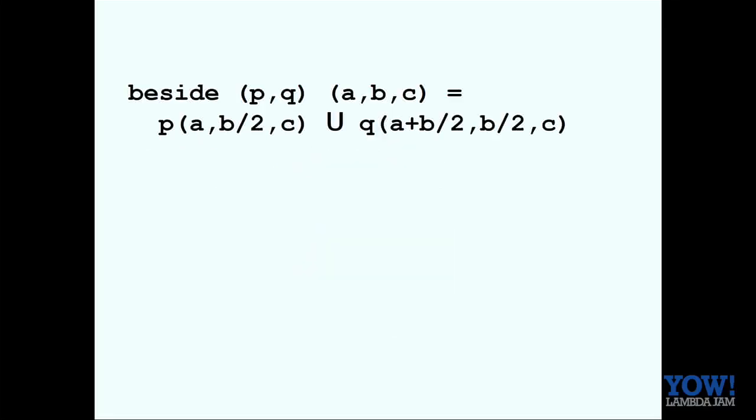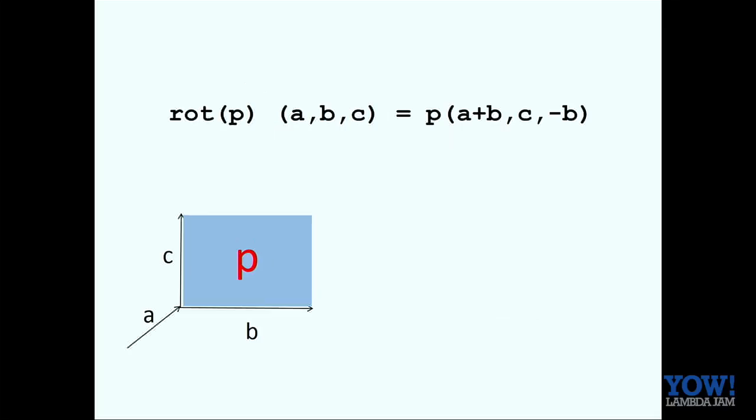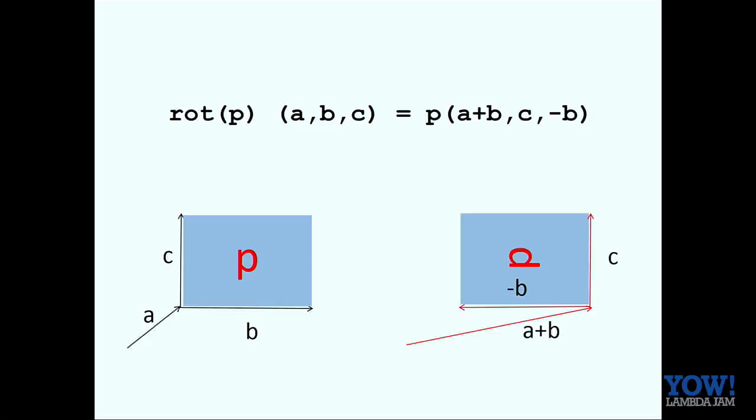How do you put one picture beside another? Well, if we want to put P beside Q, we just have to split up the blue rectangle into 2 smaller ones. And then we draw P in a rectangle defined by A, B over 2, and C. And we draw Q in a rectangle defined by, this will be A plus B over 2 is the bottom corner, and B over 2 and C. Really simple. You can even rotate pictures in the same way. You might wonder how to do that. How do we rotate P? Well, we draw it in this rectangle instead, where the origin is now the original A plus B, the bottom is now the vector C, and the side is the vector minus B.